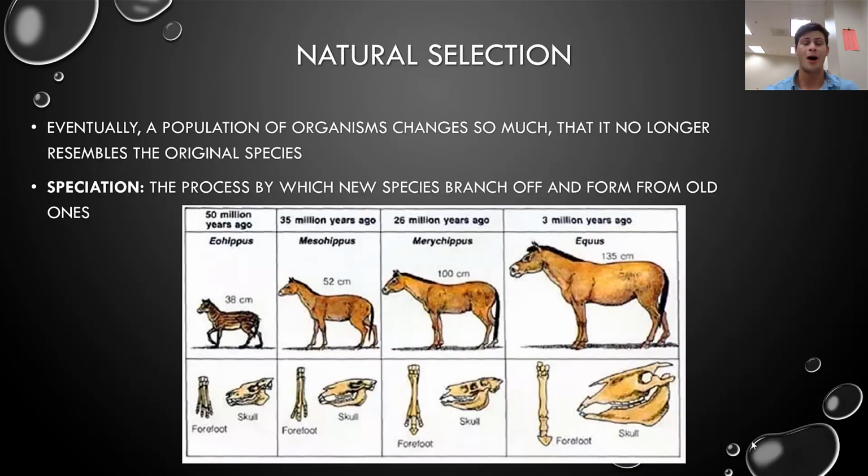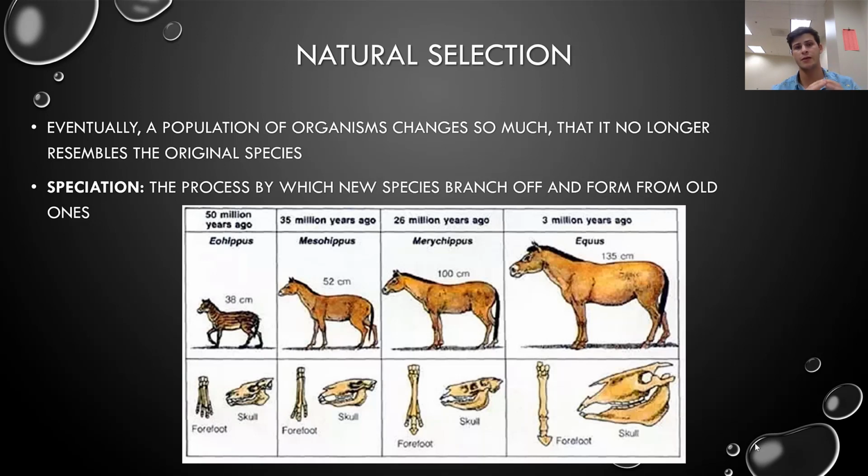And eventually, over time, a population of organisms can change so much that it no longer even remotely resembles its original species. And this is the process of speciation. Basically, this is how new species branch off from original old species. And so when we talk about speciation, what we're saying is that a population of a given species has acquired so many new adaptations or has changed so much over time that it no longer resembles what it was originally.